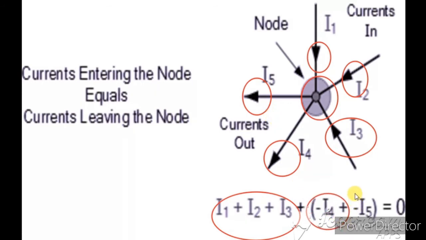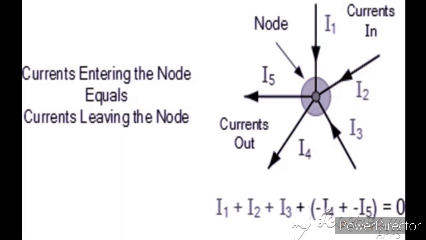But you can just write I3 minus I4 minus I5 equal to 0, that way also we can write. Okay? So this is about Kirchhoff's first law. Okay, so clear with all this? Yes. Next, here also we have one more diagram.